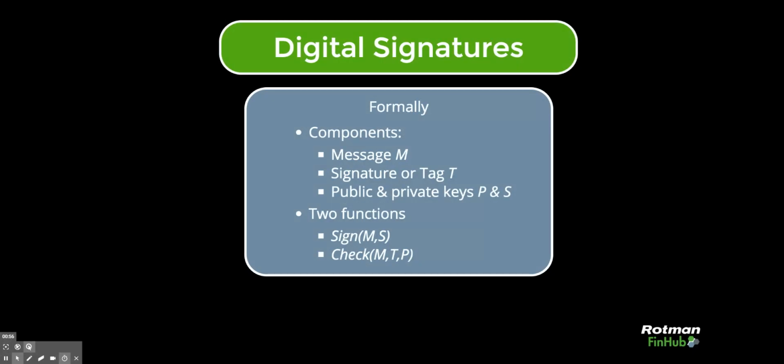Digitally, again, we have some formalism. We have a message M, we have a signature or a tag T. This is what we send along with a message. And then we have public and private keys P and S. So there are two functions: you sign a message and then you check the message. You sign the message using your private key, and then you check the validity of the message by looking at the message M, looking at the signature, and using the public key to do your check.